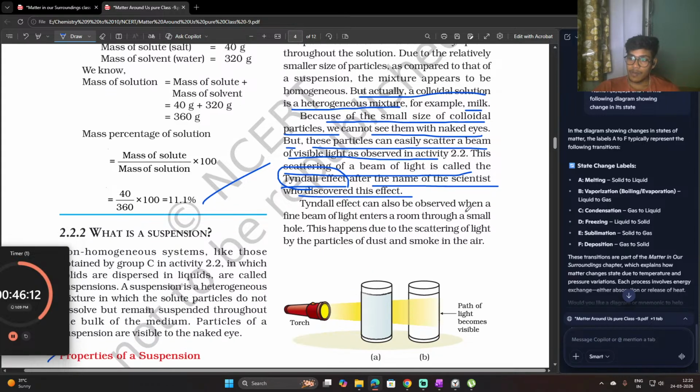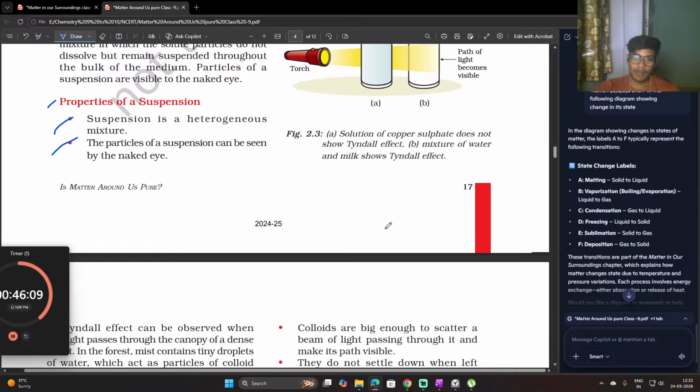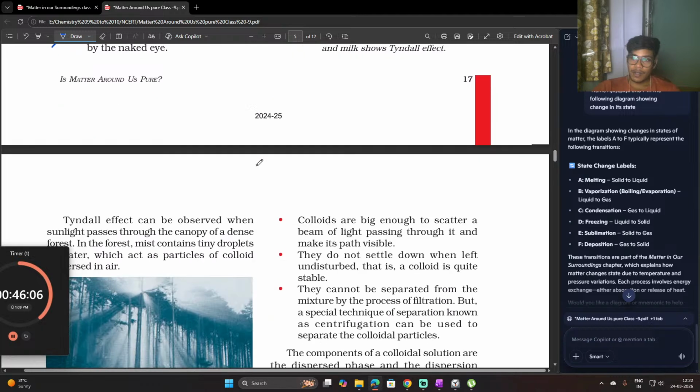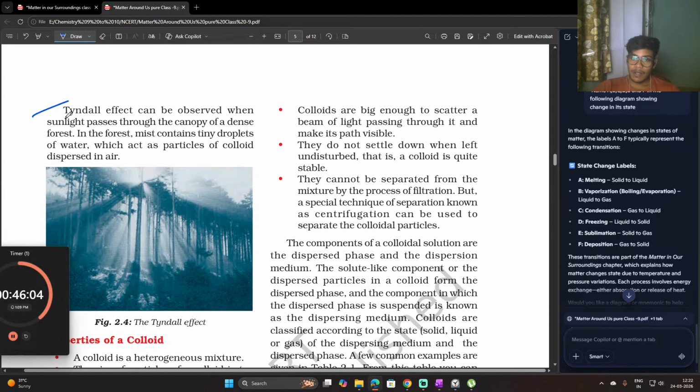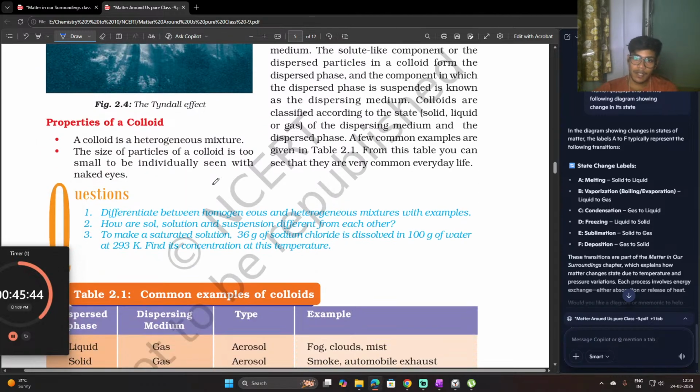Tyndall effect can also be observed when a fine beam of light enters a room through a small hole. You already know how to show the Tyndall effect. Tyndall effect can be observed when sunlight passes through the canopy of a dense forest. In the forest, mist contains tiny droplets of water, which act as particles of colloid dispersed in air. So a colloid is a heterogeneous mixture. The size of particles of a colloid is too small to be individually seen with naked eyes.